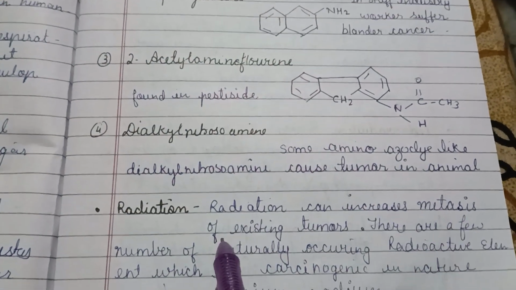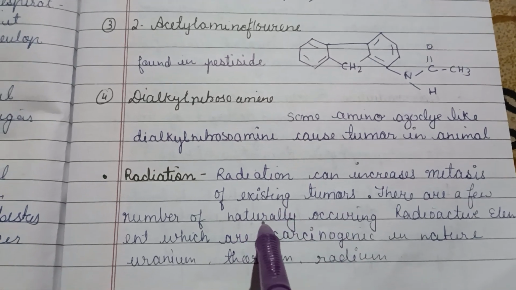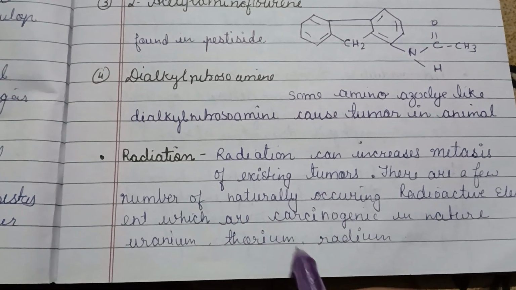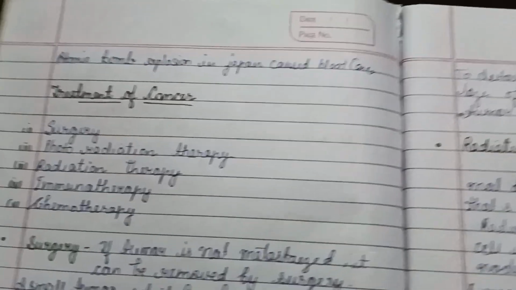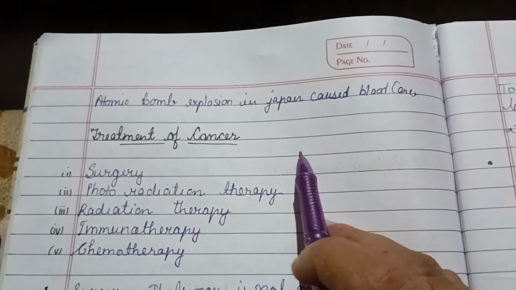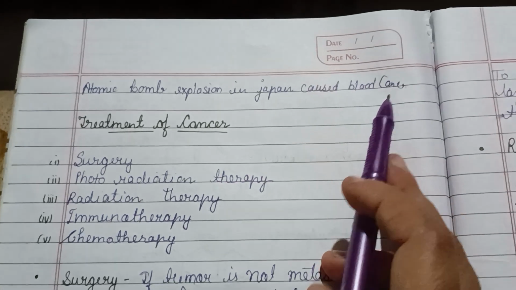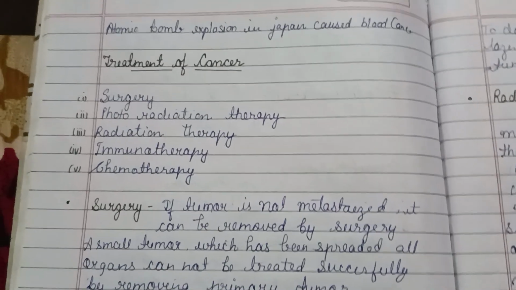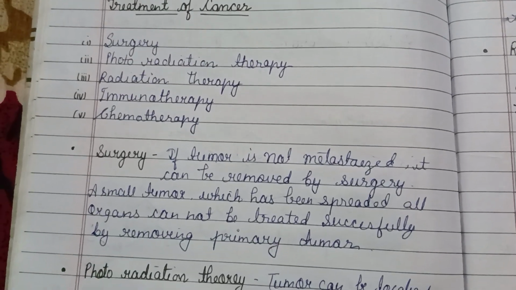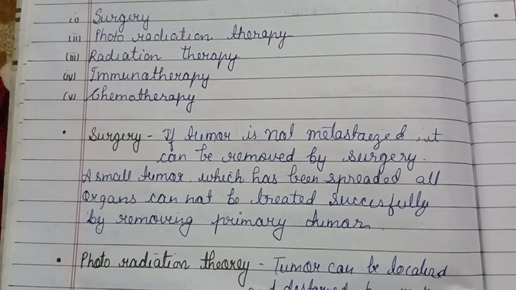Radiation increases the metastasis of an existing tumor. There are a few naturally occurring radioactive elements which are carcinogenic in nature, such as uranium and thorium. The atomic bomb explosion in Japan caused blood cancer. Treatment of cancer includes surgery, phototherapy, radiation therapy, immunotherapy, and chemotherapy.